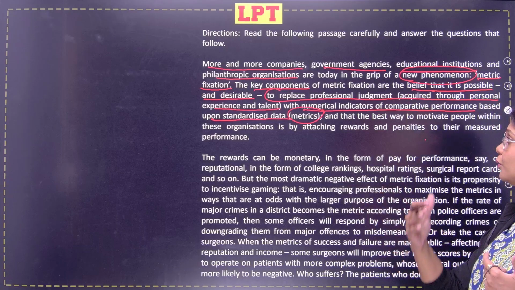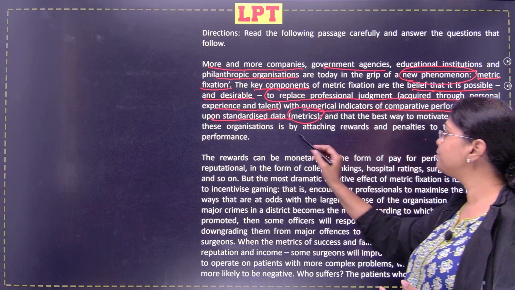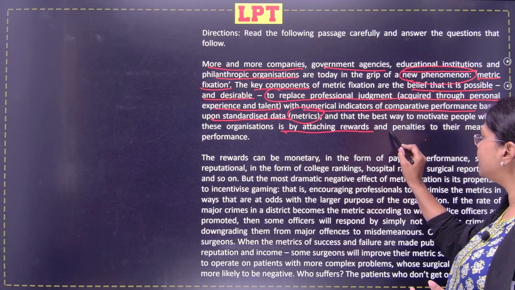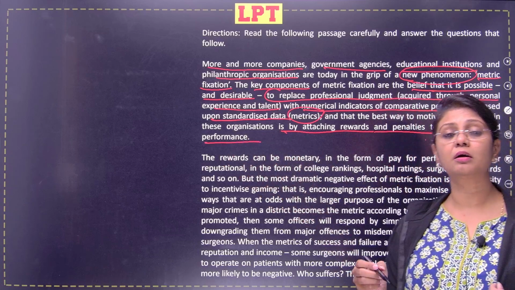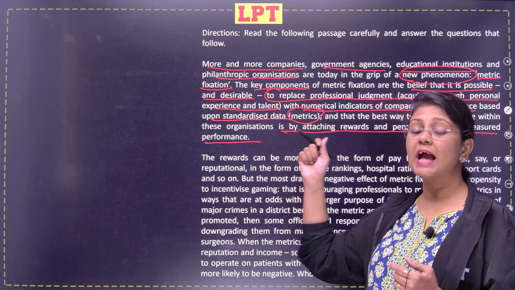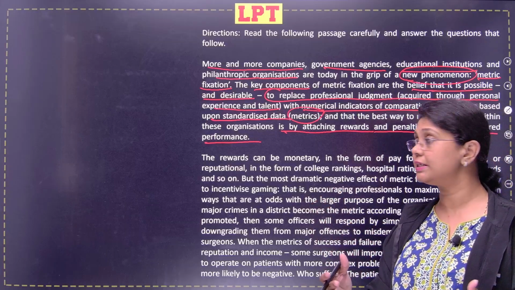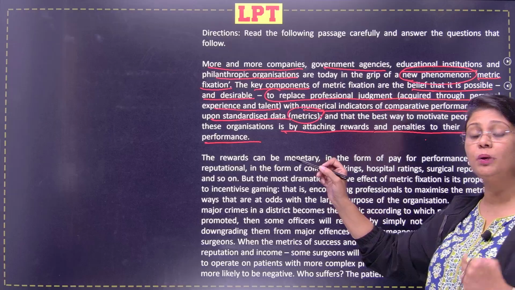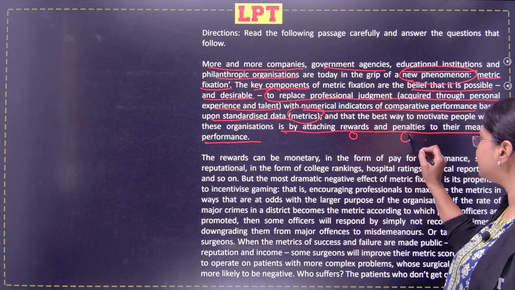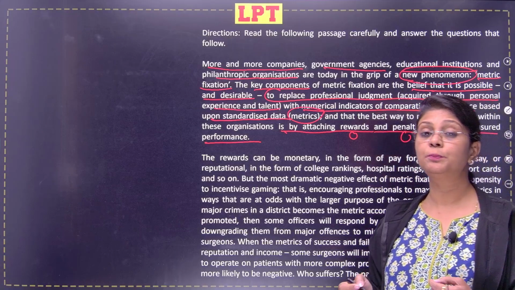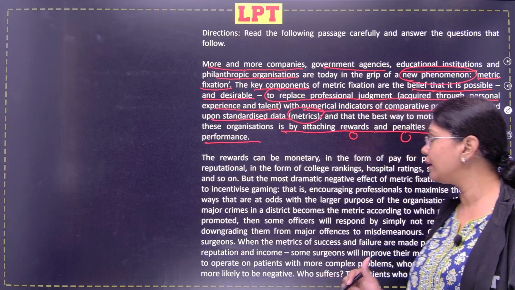is by attaching rewards and penalties to their measured performance. So when you talk about metric fixation, this has been defined in the first paragraph. All right, so what exactly is metric fixation? We are able to achieve a certain result by attaching rewards and penalties to their measured performance. So this is how you understand the first paragraph. Let's go to the next paragraph now.